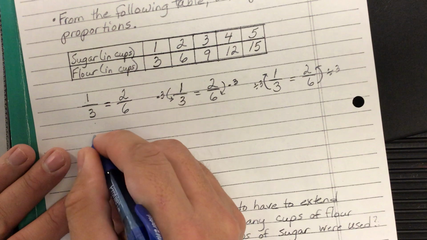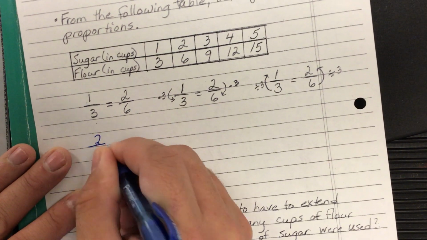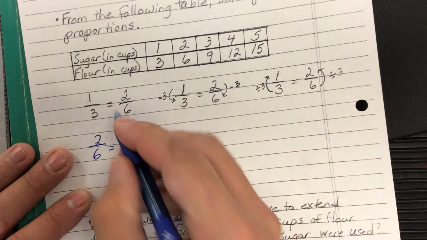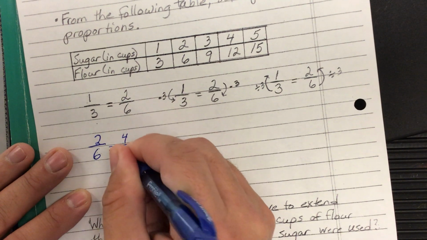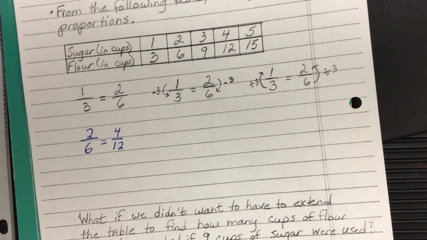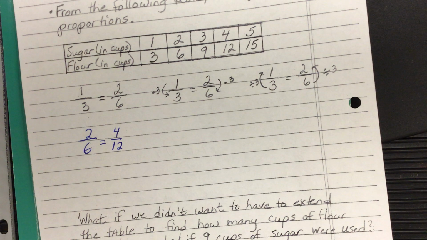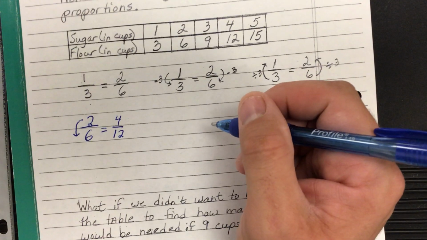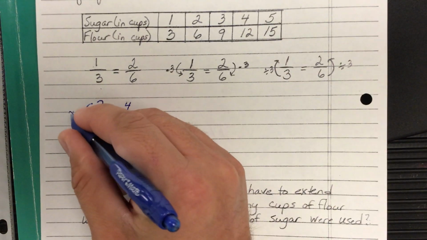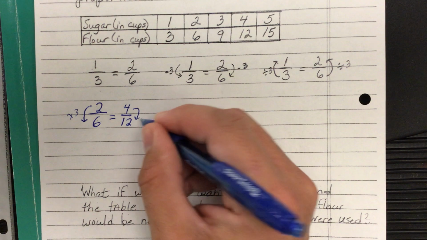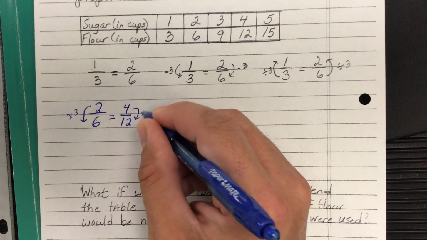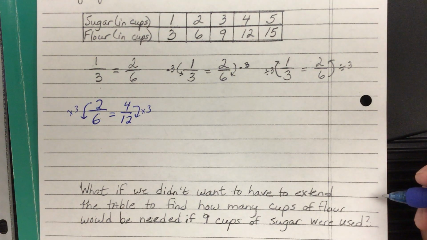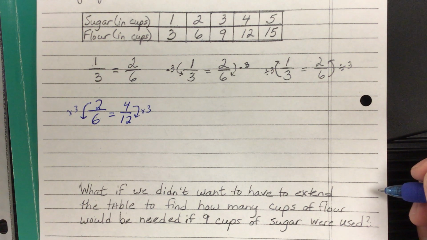So let's compare 2 over 6 and 4 over 12. A way you can tell if proportions are equal is to look at the multiplier going from one to the other. How do I get from 2 to 6? Times 3. How do I get from 4 to 12? Times 3. If those are the same, it is a proportion.